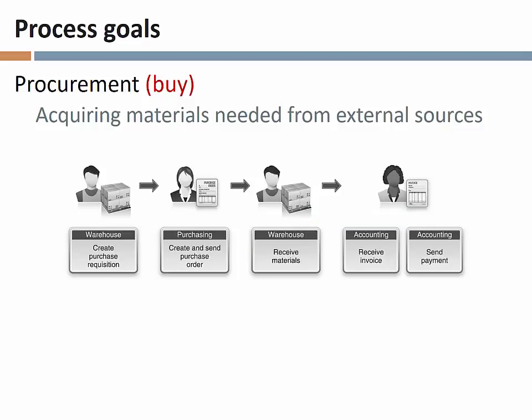The procurement process, focused on buying. Typically what we're talking about is acquiring materials needed from external sources. Now, we will talk about later this semester the idea of internal sourcing, where instead of actually buying it from an outside company, we make it ourselves. That's another option. And then we'll also talk about things like stock transport orders that enable us to actually move something from one location to another to keep us from having to buy it.